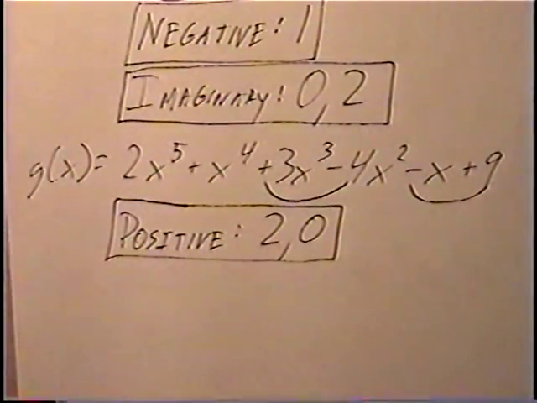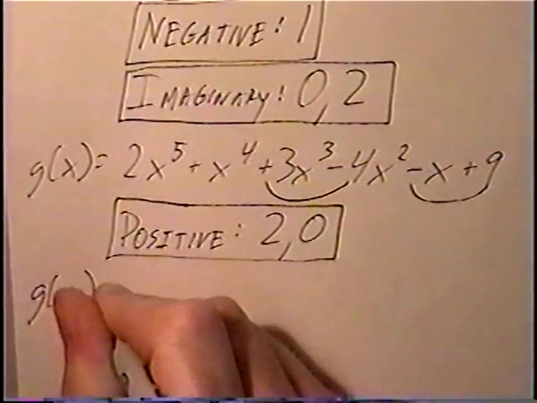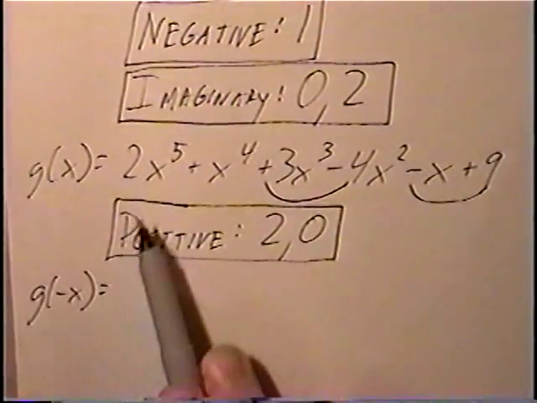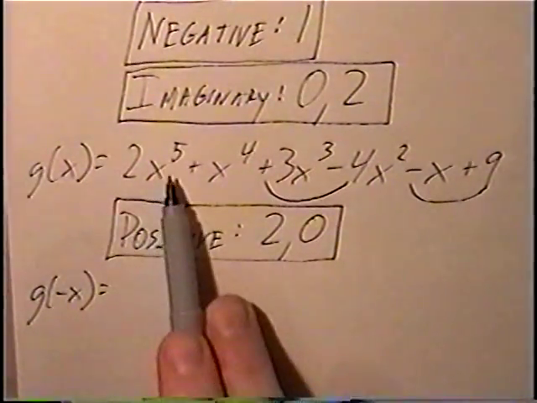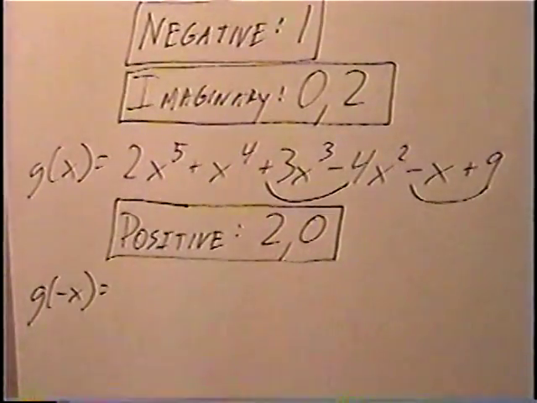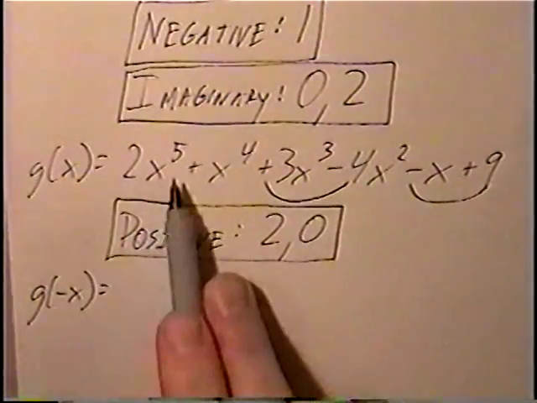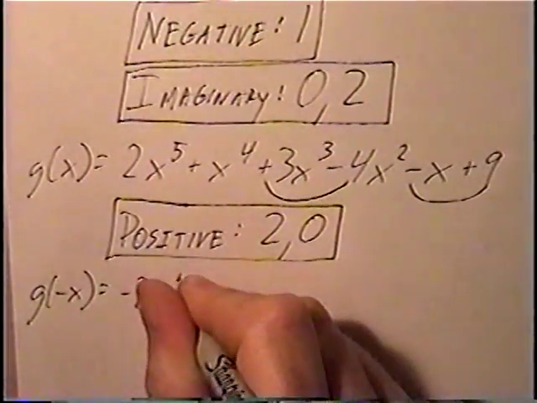Next part of the question, to find the negative zeros, we'll take g of negative x. And again, you can plug a negative x in to each of the x's and solve. Or the trick, all the odd exponents would change and all the even exponents would stay the same. So if it's an odd exponent, we'll change it to negative 2x to the 5th.